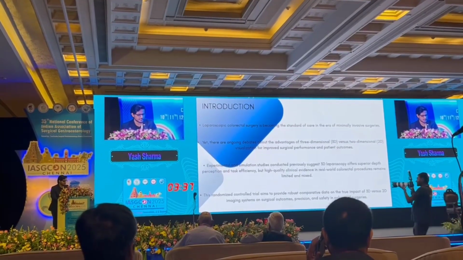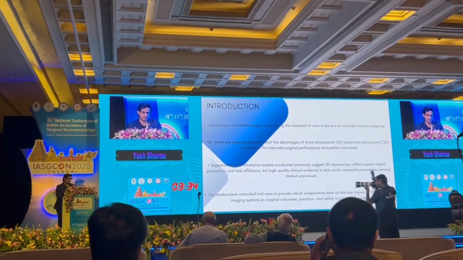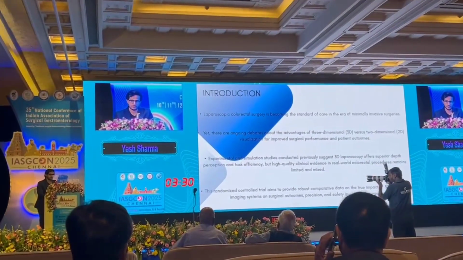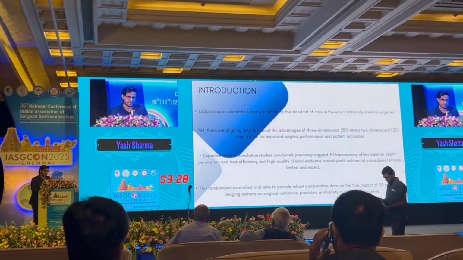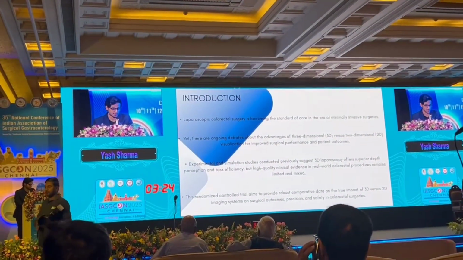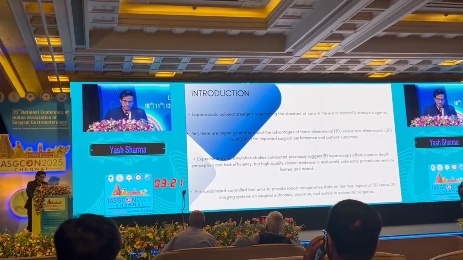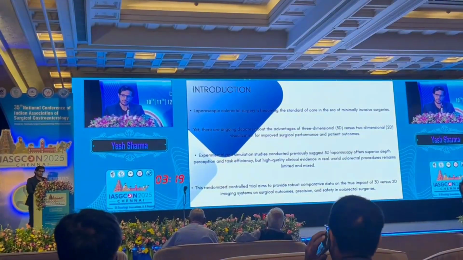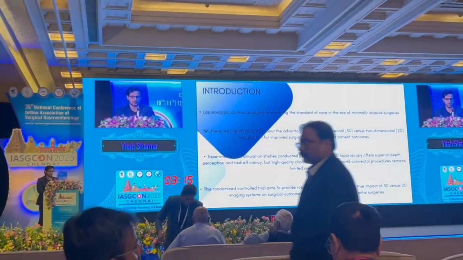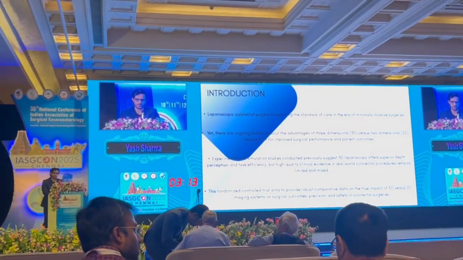Previously conducted studies suggested that 3D visualization offered better depth perception and better task efficiency. However, real-life, high-quality evidence was limited in colorectal procedures as such. So with this trial, we tried to figure out whether there was any impact or benefit of 3D over 2D, primarily focusing on patient and surgical outcomes.